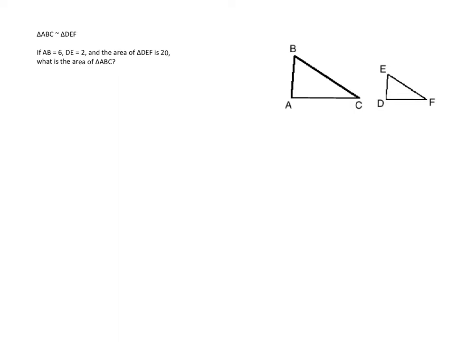All right, so now we're comparing area. This is a little trickier. So AB has a length of 6 and DE has a length of 2. The area of this whole triangle, according to this, is 20. And we would like to know what the area of this is.